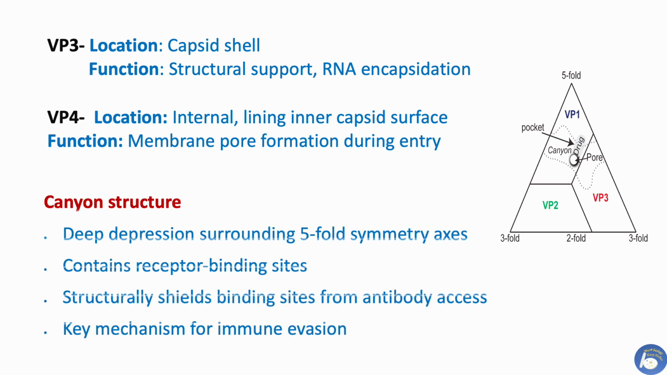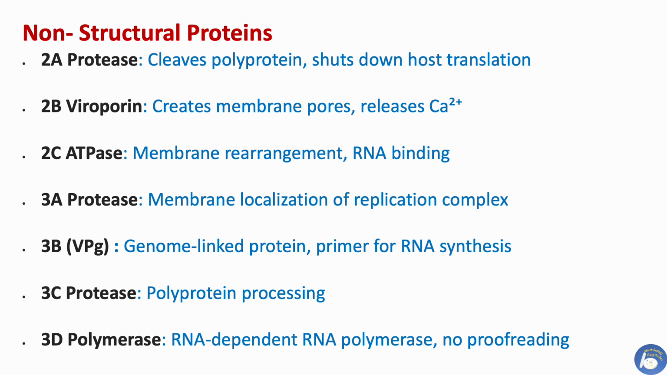Next is canyon structure. It is a deep depression surrounding the 5-fold symmetry axis. It contains receptor binding sites. Structurally, it shields binding sites from antibody access, which is a key mechanism for immune evasion. There are non-structural proteins also, like 2A protease, which cleaves polyprotein and shuts down host translation.